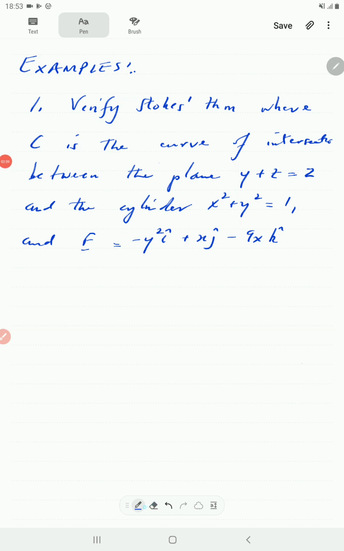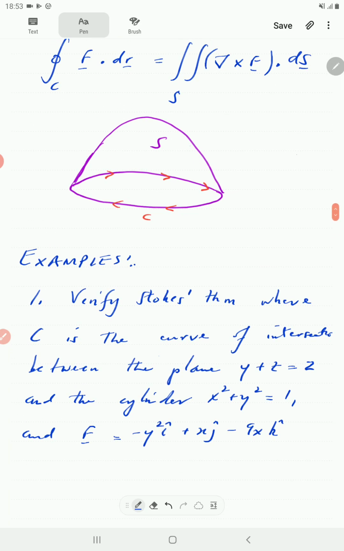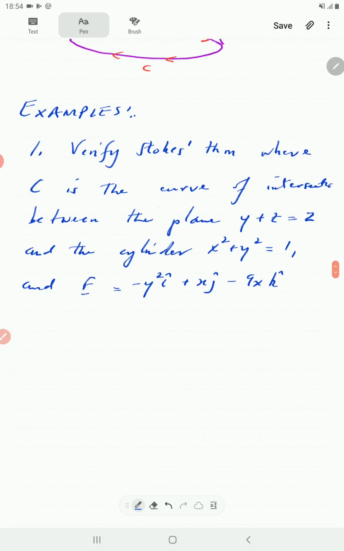Okay, so in this example we want to verify Stokes theorem for the case where C is the curve of intersection between the plane y plus z equals 2 and the cylinder x squared plus y squared equals 1, and F is given by this expression here. In cases of verifying, as we mentioned in the previous section, we're going to have to work on the left hand side, work on the right hand side, and show that those two are giving us the same value.